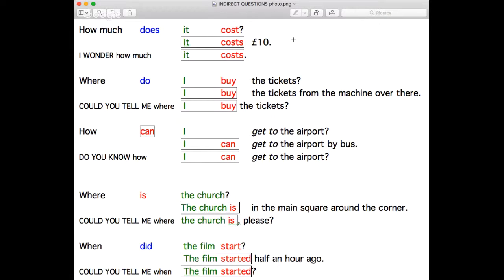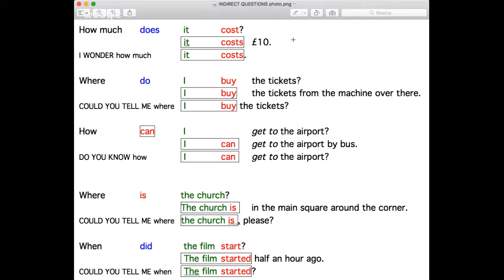Now, when you put something in front to ask a polite question, you don't invert or form the question as you would do normally. You leave it as if it were an affirmative sentence. So, as you can see in the example, I wonder how much it costs. So not, I wonder how much it does cost, or how much does it cost, or something like that. You forget the original question.